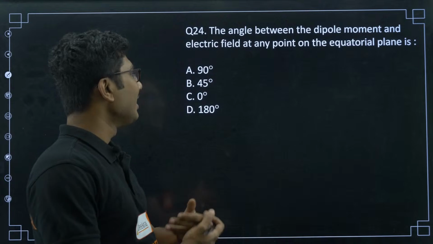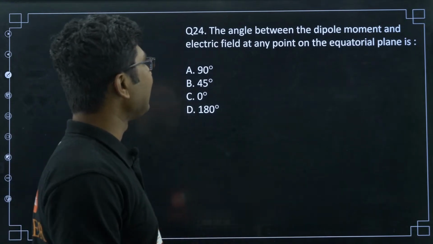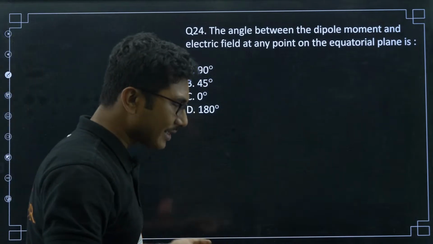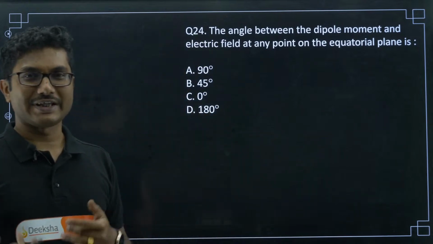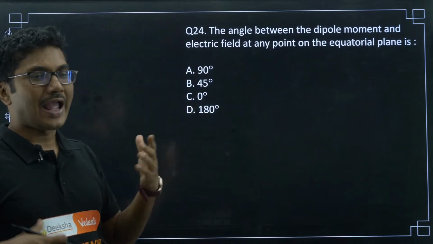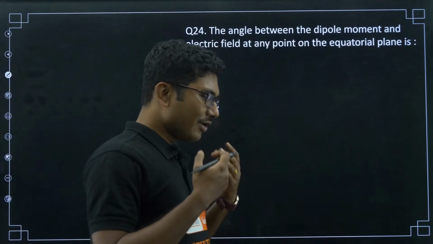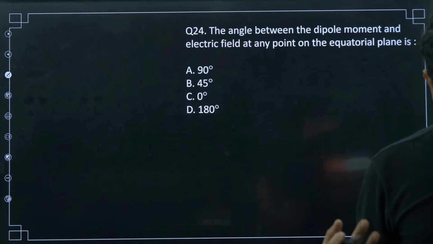Now, this is a slightly tricky question. The angle between the dipole moment and the electric field at any point on the equatorial plane. We have answered a similar question, but the question language is changed. Now, it is asked in terms of angles. That is why I said this is a tricky question, even though the concept we have already learned.